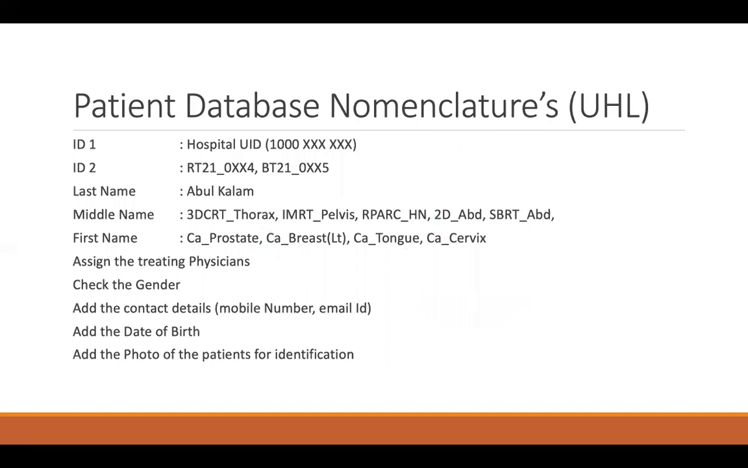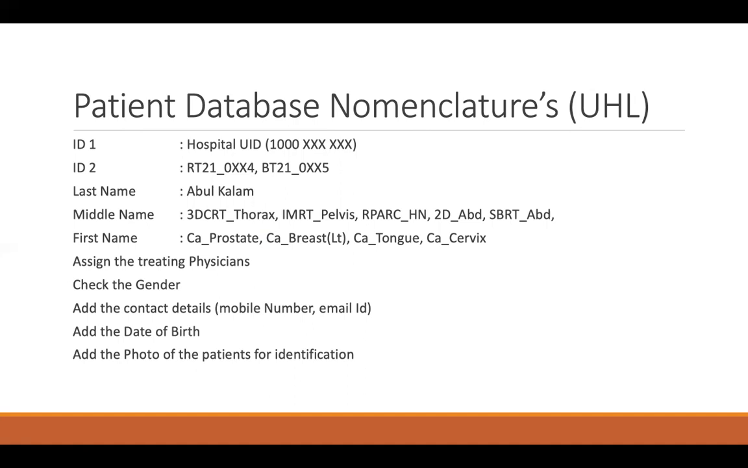Patient database nomenclature at our hospital, at United Hospital Limited. It is very important to do the database nomenclature in a systematic way. In our hospital, in ID1 we normally input the hospital universal ID, and in ID2 we input our departmental ID. If the patient comes for radiotherapy treatment, we start with RT. If the patient comes for brachytherapy treatment, we input BT.